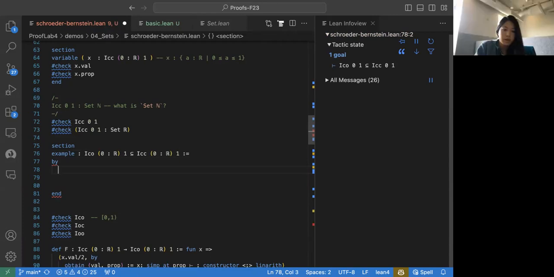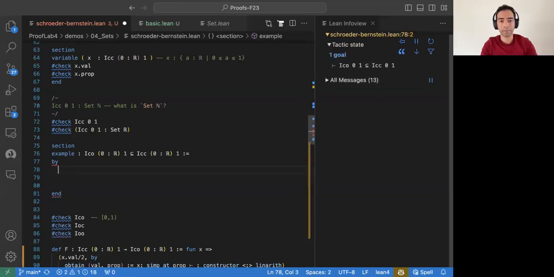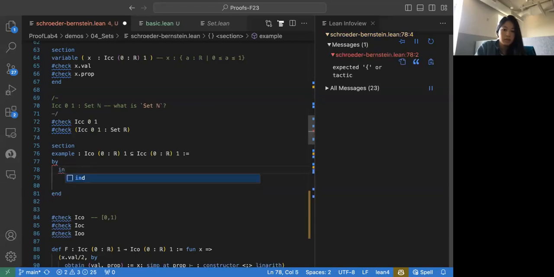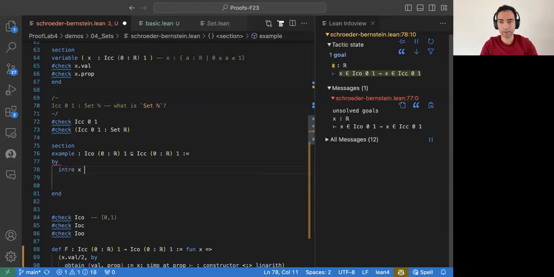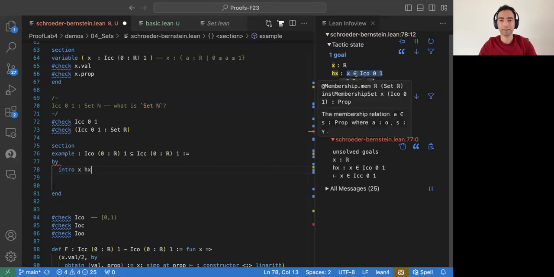I guess we start by taking any element from the first interval. So intro some x. Right. Intro x, great. So just a real number. And now the goal is, if it belongs to the first interval, it belongs to the second interval. So let me just also introduce a hypothesis for implication at the same time. So we have x and hx, and x is at least 0, but definitely less than 1.